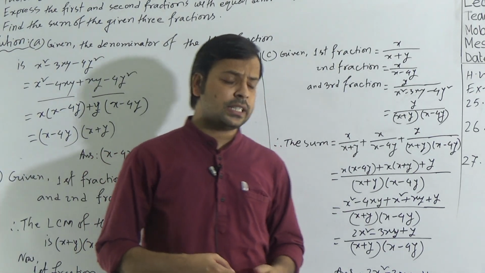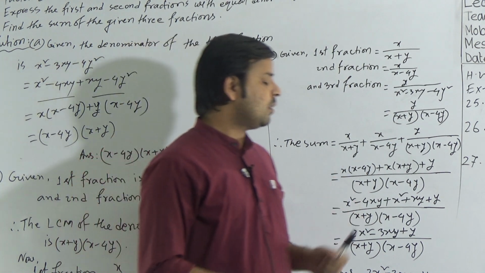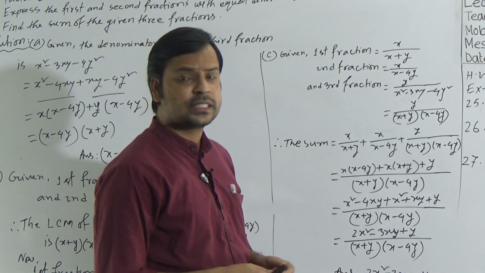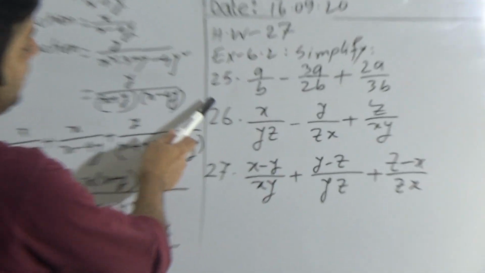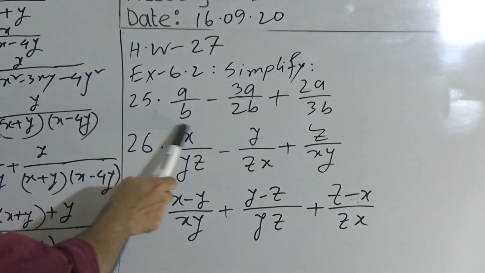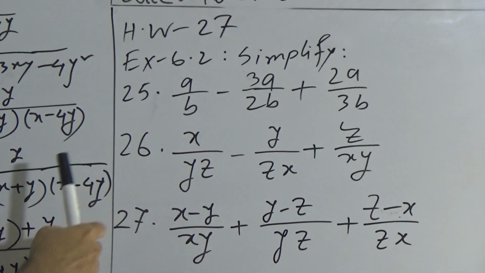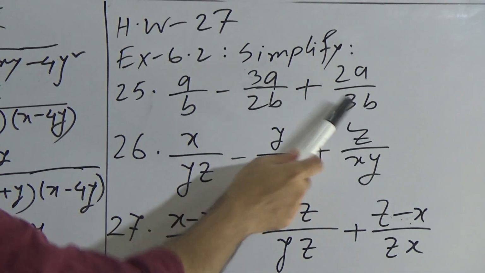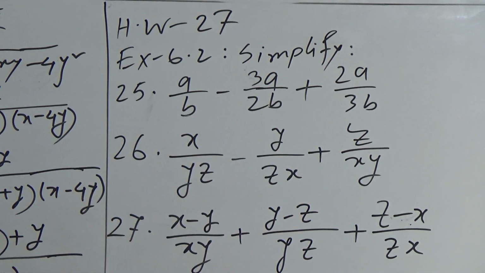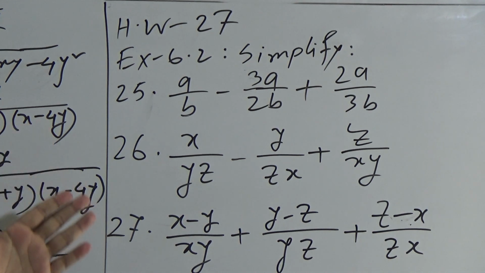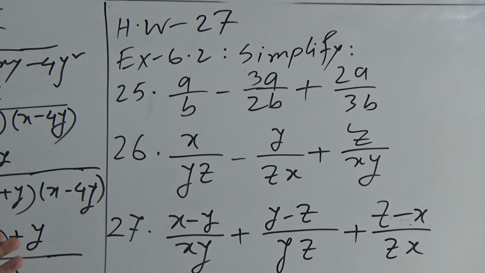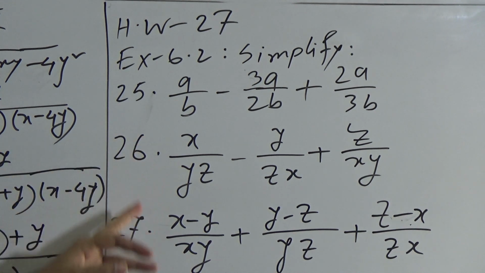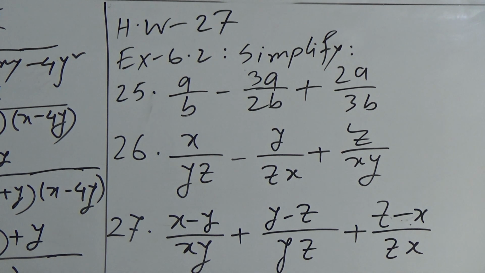Depending on the previous lecture and today's lecture, three questions are given for your homework. These three questions are 25. Simplify, this means addition and subtraction here. The rule is you have to take the LCM of the denominators, then divide the LCM by each denominator, multiply the numerator of the respective fraction by that quotient, and then calculate in the numerator. You will get the required answer. In this way you have to solve questions 25, 26 and 27. These three questions are given for your homework.